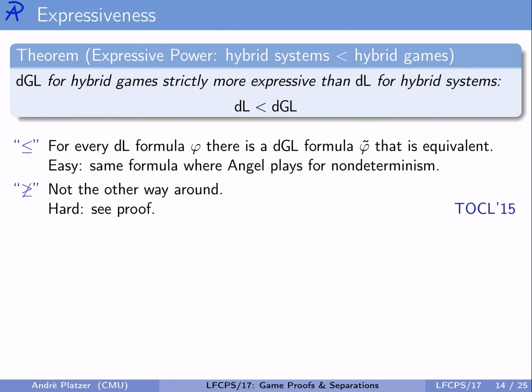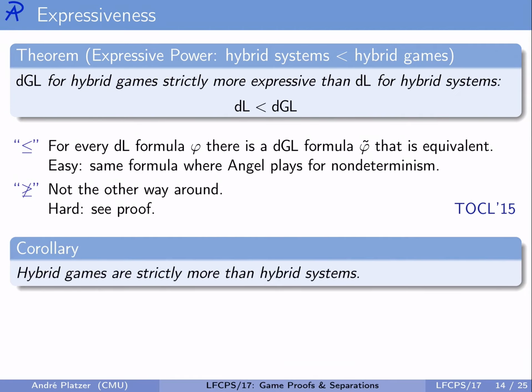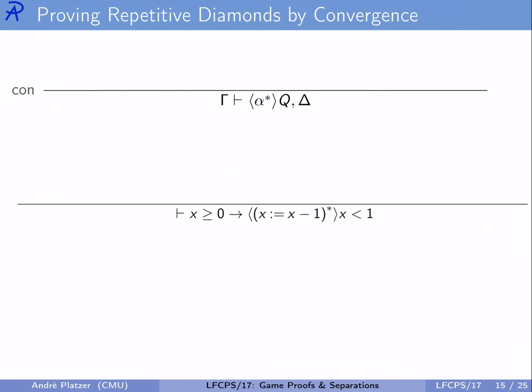So in other words, that's actually the easy case, because whether you call the player that's acting angel or nondeterminism is irrelevant in a single-player case. The other way around is much harder, and I invite you to look at the proof for that. The corollary is that hybrid games are strictly more than hybrid systems. In fact, hybrid games are strictly more fun than hybrid systems.